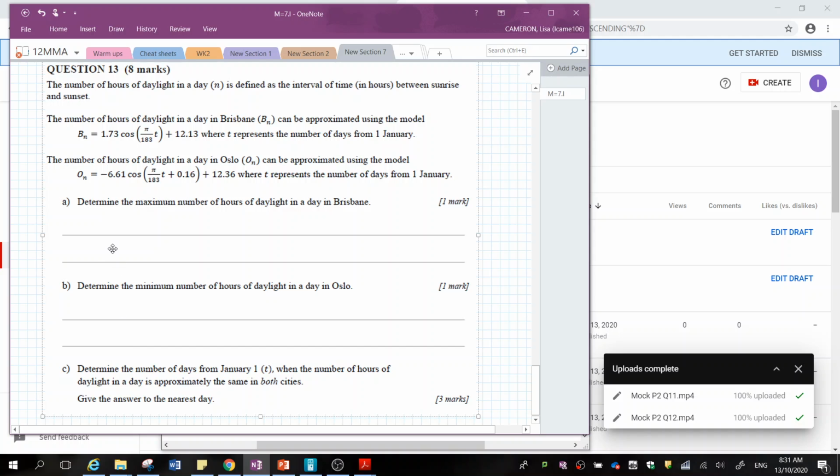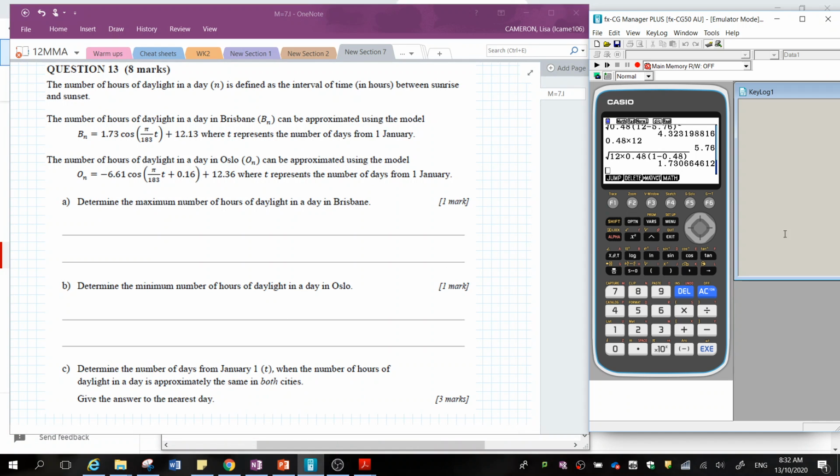Okay, so game plan here. We're going to sketch both functions. This one we're looking for the first maximum value. This one here we're looking for the minimum value, and then we're going to find where they're the same. So we're going to find the intercept to tell when the number of hours of daylight in the day is approximately the same in both cities. So let's bring up our graphics calculator.